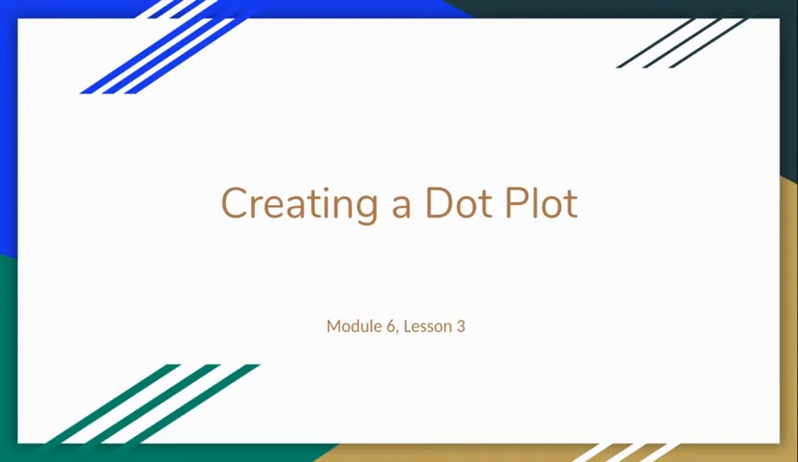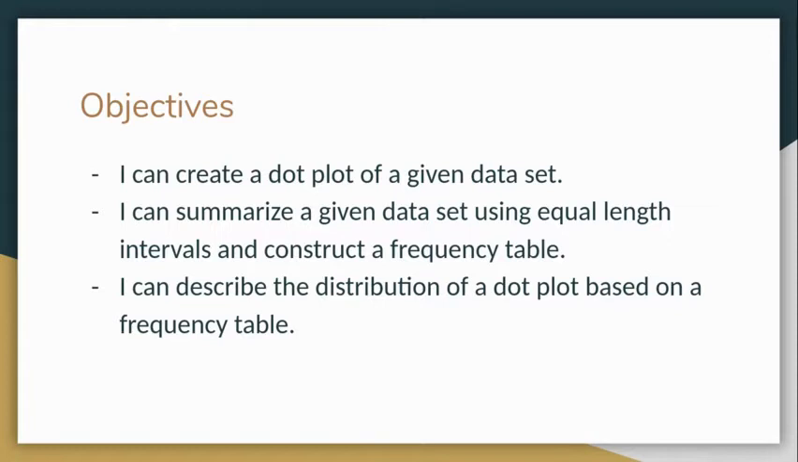Today we're going to learn how to create our own dot plots. We have three objectives today. They are that we can create a dot plot of a given data set, that we can summarize a given data set using equal length intervals and construct a frequency table, and that we can describe the distribution of a dot plot based on a frequency table.